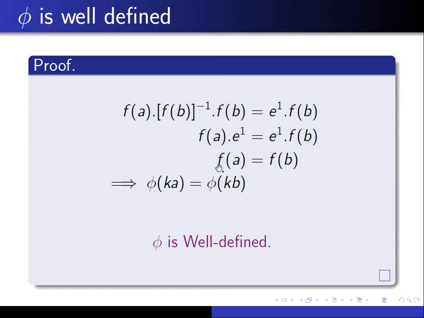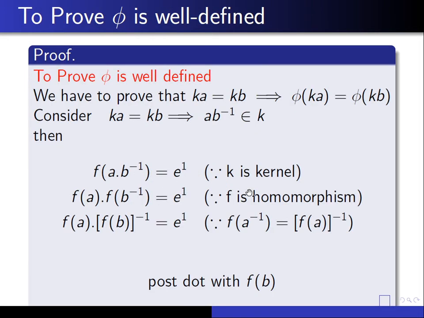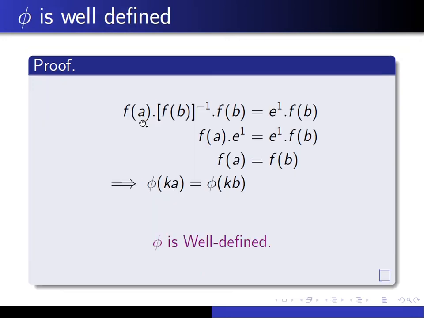Now what is f of a into e dash? It is f of a, because if we multiply any element with the identity element, we get the same element. So f of a is equal to f of b. So phi of ka is equal to phi of kb. We have taken ka is equal to kb and we have proved that phi of ka is equal to phi of kb. That means the function phi is well defined.